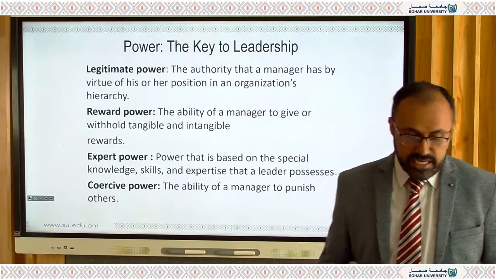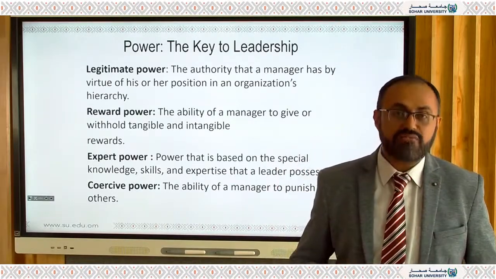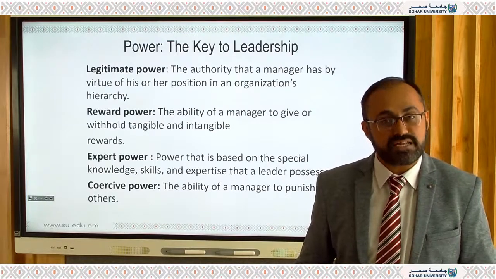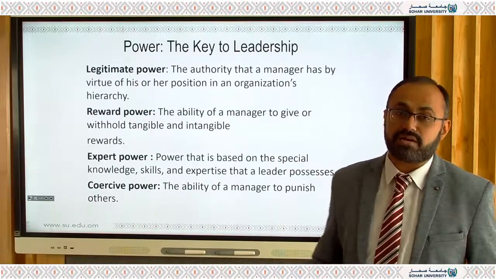So next is the coercive power. It is the power to punish subordinates. For example, if someone is not coming on time, then I have the power to cut the salary or anything like that. Then this is another power through which I can control my organization.